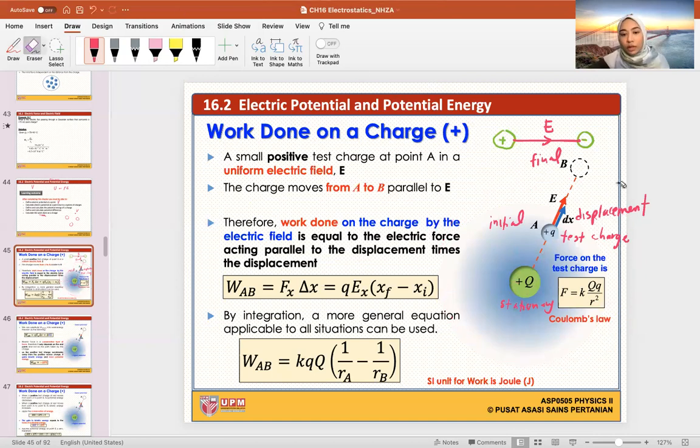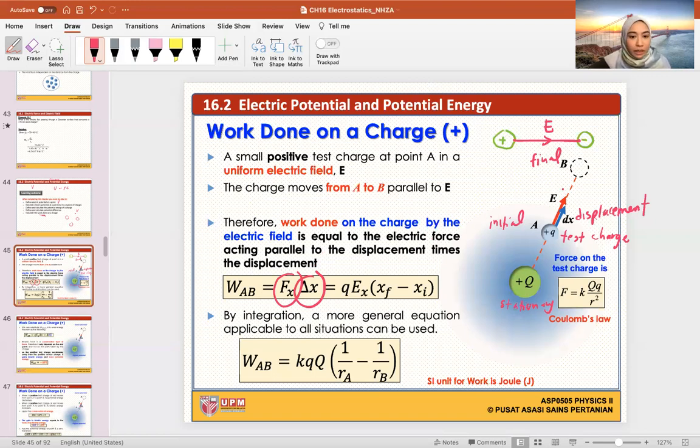Now, what have I told you? Test charge, source charge, moving from A to B. This is the displacement, and the displacement is in the same direction as our electric field. Therefore the work done on the charge by the electric field is equal to the electric force acting parallel to the displacement times the displacement.